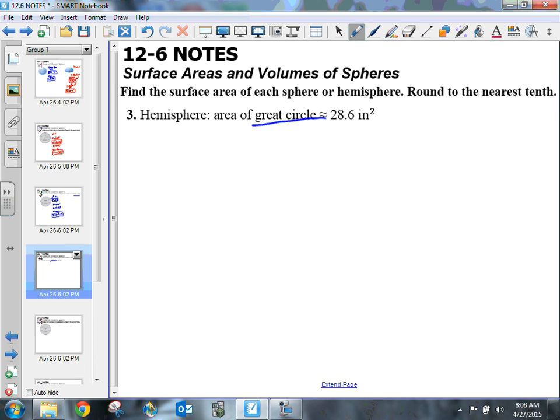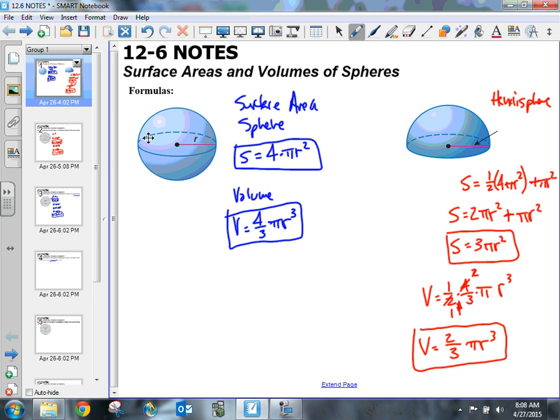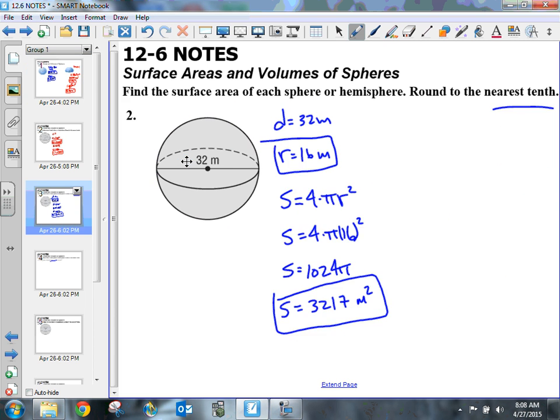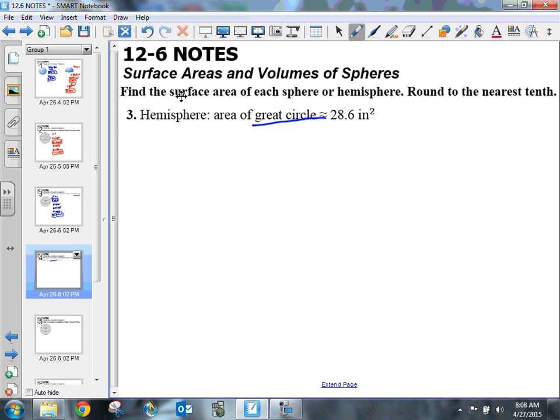Now, when I say the great circle, that's this circle right here. Okay, so they give us the area of that circle, and it wants us to find the surface area of the sphere. Okay, but this is a hemisphere. So ultimately, the surface area for a hemisphere is going to be 3 times pi times my radius squared. So what I need to find is my radius. And I don't know what that is.